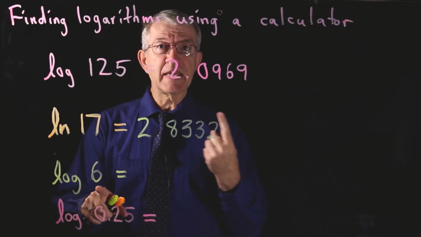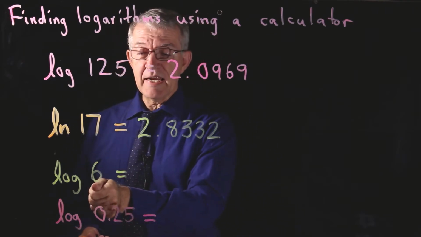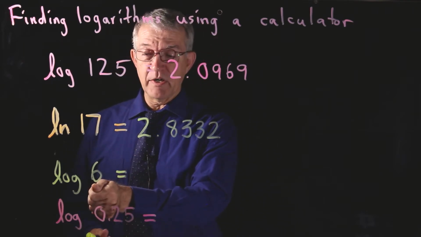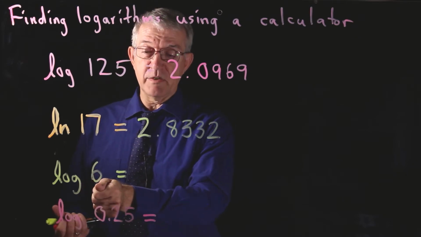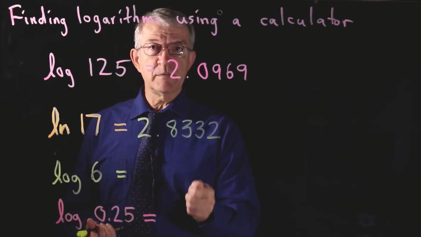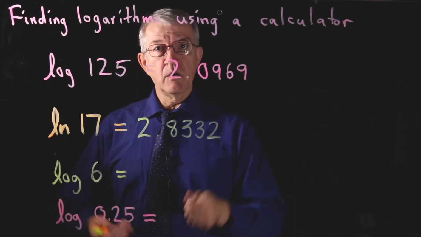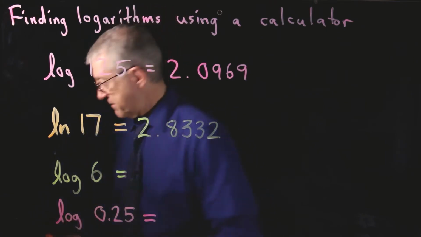Yes, so this is a hint. This is a tip. This is something to notice as you do these. Anytime the value you are trying to find is less than your base, so in this situation 6 is less than 10, the logarithm you get will always be less than 1. So we go to our calculator and we find the logarithm of 6.